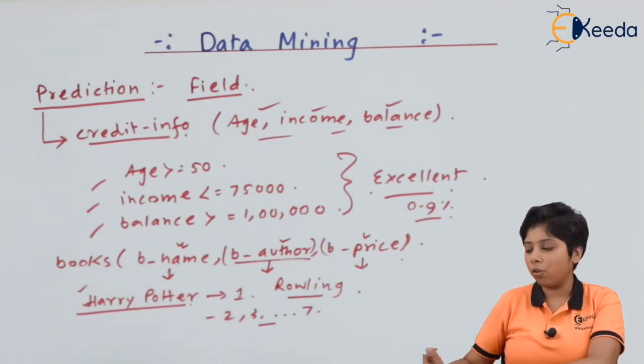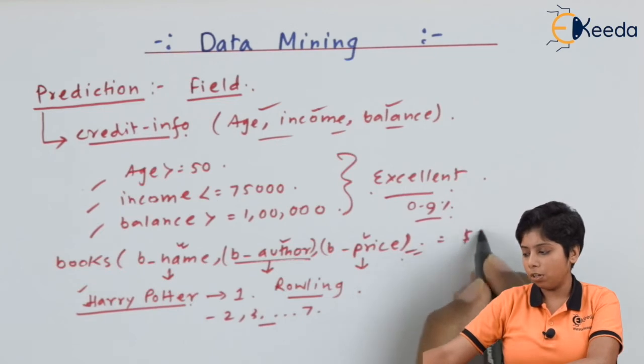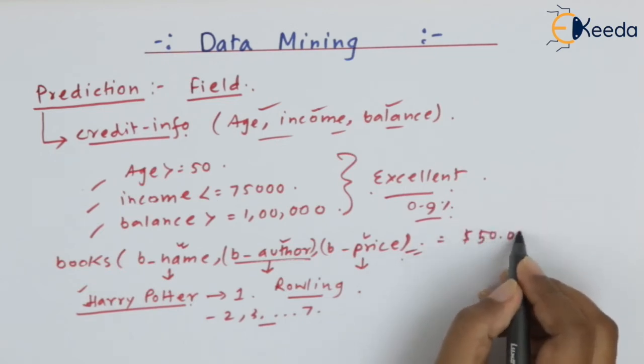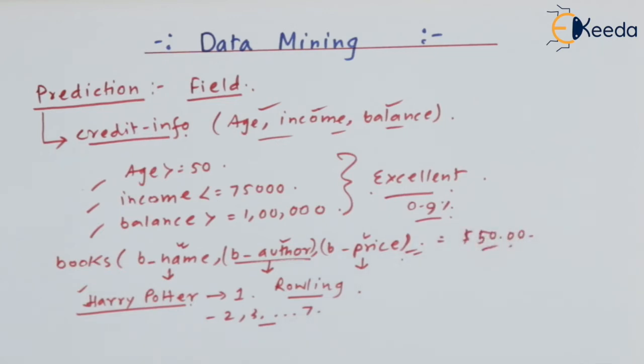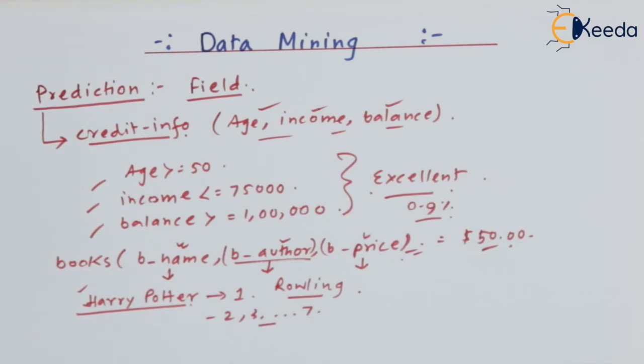Or either we can go for the price also, as in category prediction as well as association. That means if it belongs to $50, then it belongs to all the books and shows the advertisement which belongs to $50. That means the $50 range books can be shown.